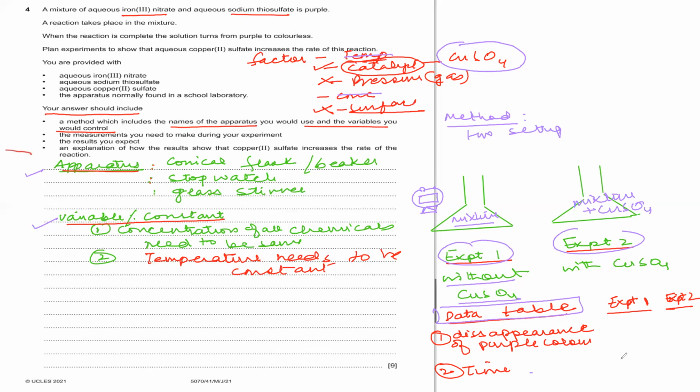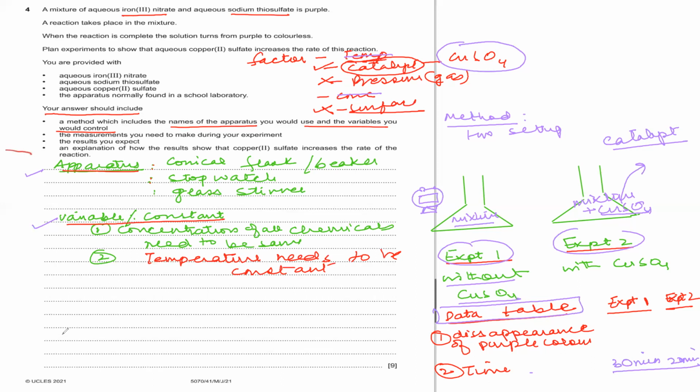So in experiment 1, the color disappearance took, let's say, 30 minutes, right? Whereas in experiment 2, it took you 20 minutes, right? Because then this is going to prove that experiment 2 was with the copper sulfate. So copper(II) sulfate is acting as a catalyst, which is actually making the reaction go at a faster pace.